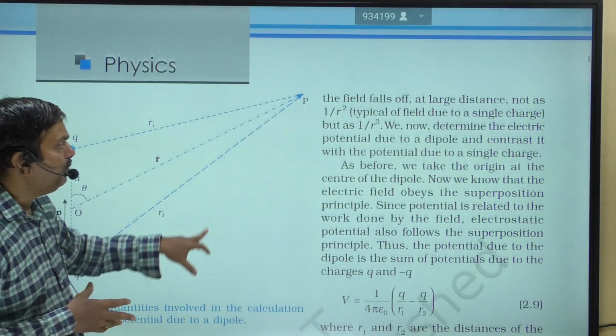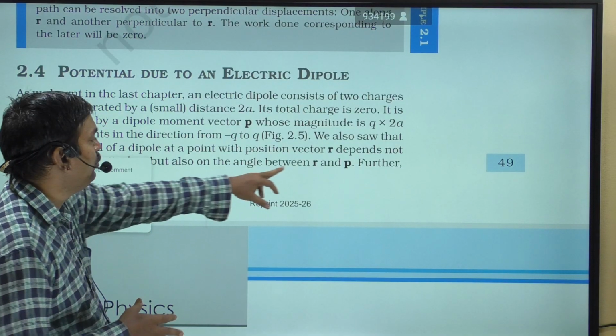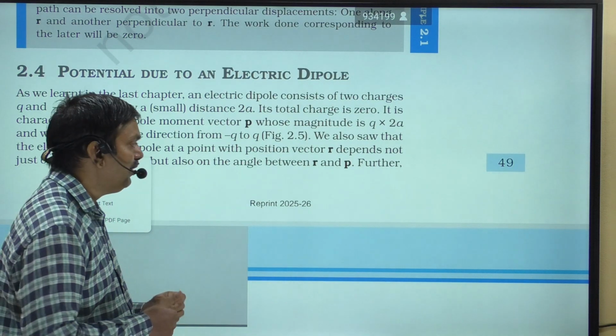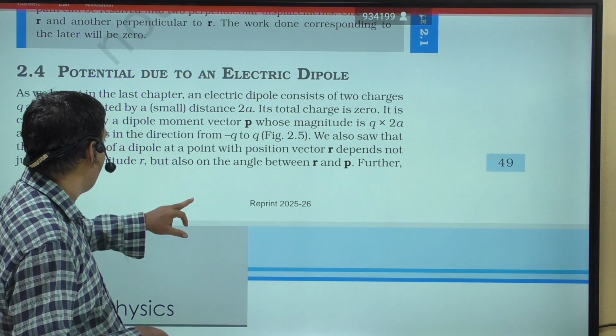So as you see now, this is basically what a dipole is, right? I told you the position vector, which is R from the origin, and not only that, I also mentioned the dipole moment. Now let us see.